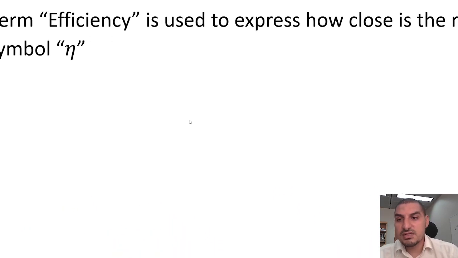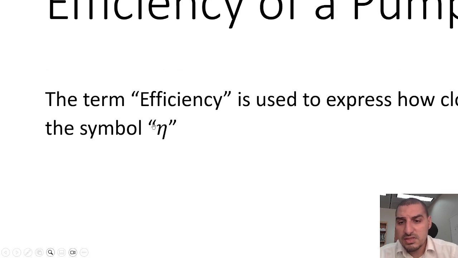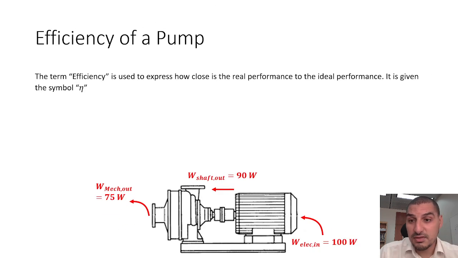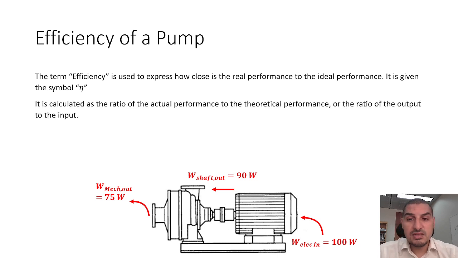And the efficiency is given this symbol, which is called eta. So this eta is considered the universal term that is very, very commonly used to express the efficiency. So it's a term that you will see a lot later. So this is the symbol that we have, and it's calculated as the ratio of the actual performance to the theoretical performance, meaning what happened relative to what should happen. Or the other definition, which I personally prefer here, is that it's the ratio of the output to the input.